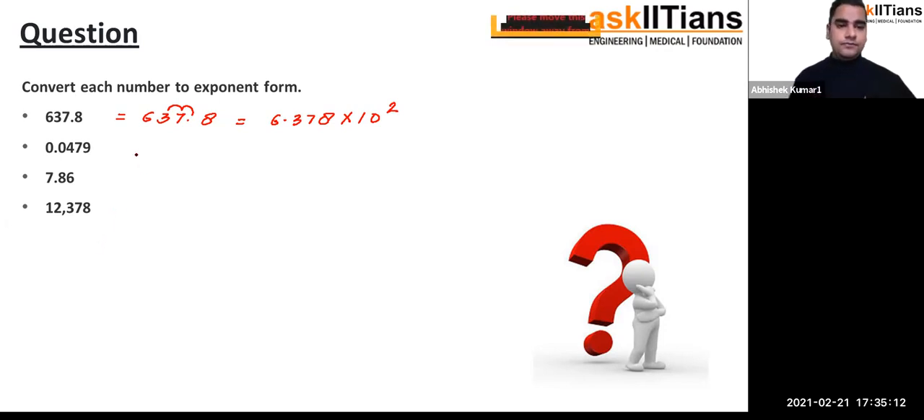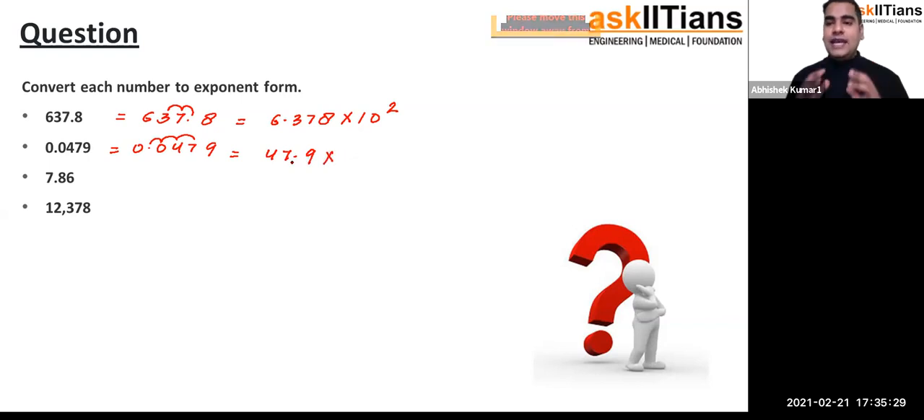Understood? In the second case, you have 0.0479. So you need to move the decimal by one place, two places, three places. So what will you get if you move the decimal by three places? You will be getting 47.9. And because the decimal has been moved by three places on the right hand side, the power of 10 which you need to consider should be negative. So you are going to have 10 raised to the power minus 3. Understood? That's a scientific form.